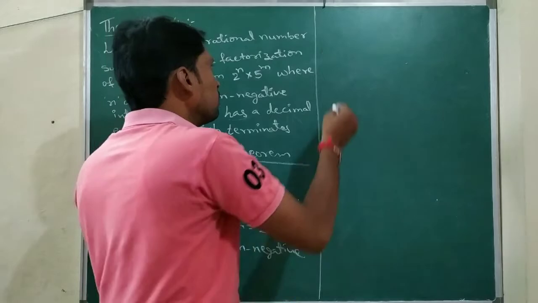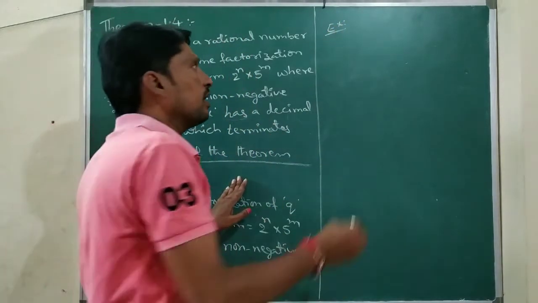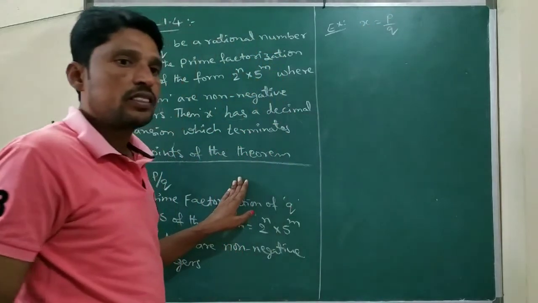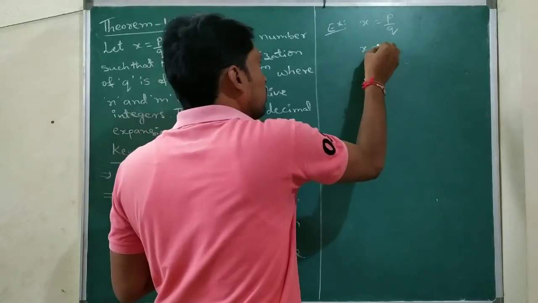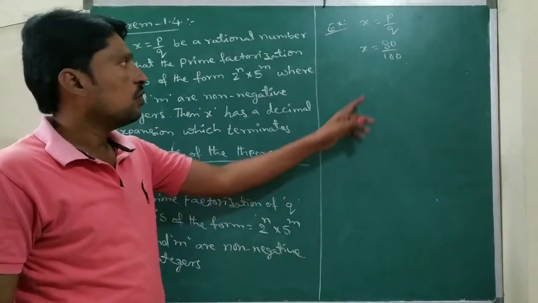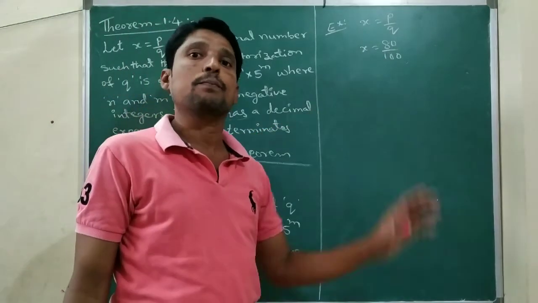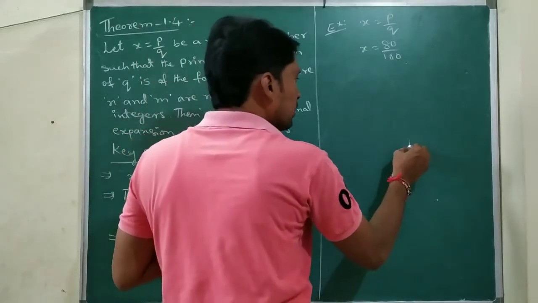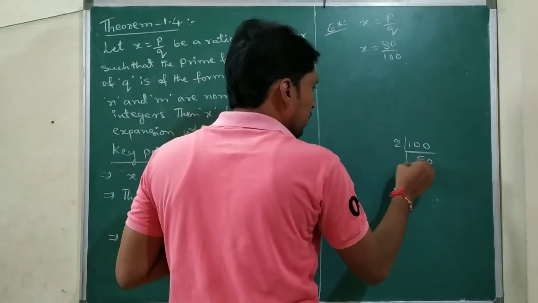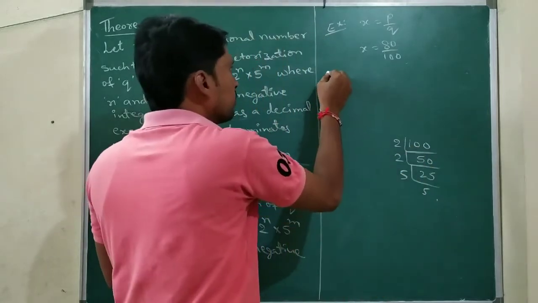So let us discuss one example. The example is x equals p by q, which means x is a rational number. I took x equals 80 by 100. Now here, what is the denominator? 100 is the denominator. We need to take the prime factors. Already we know the prime factors of 100: 2 fifties are 100, 2 twenty-fives are 50, and 5 fives are 25. So this one you have to write it.